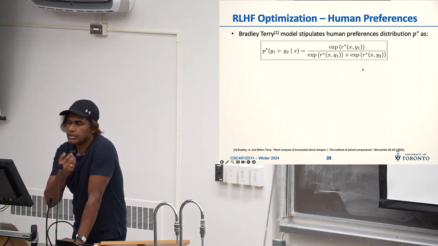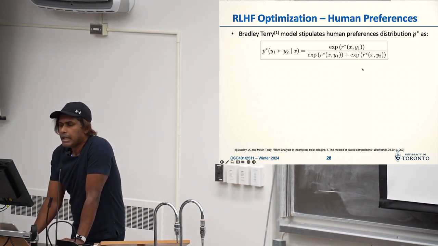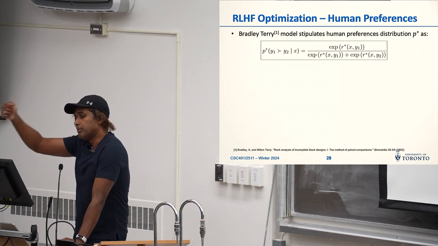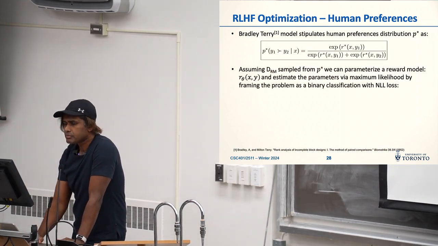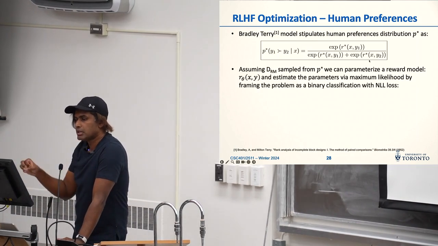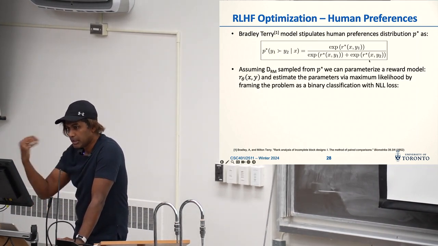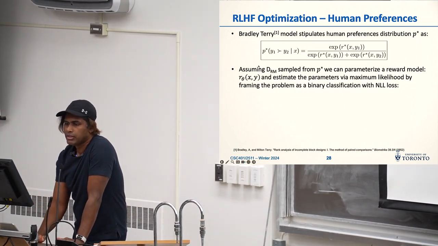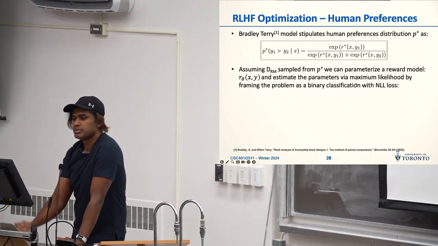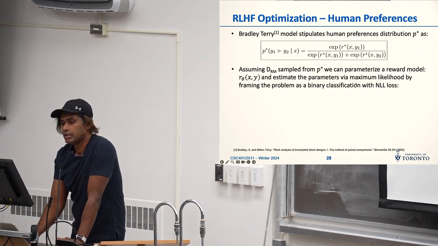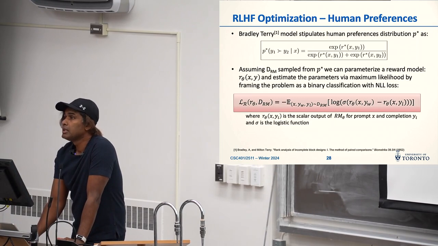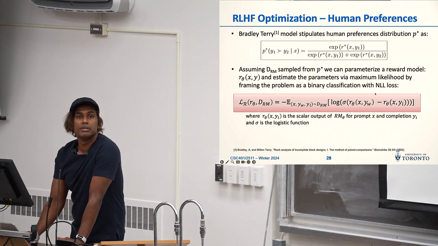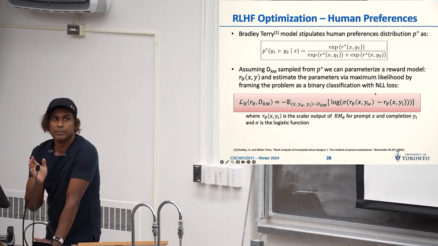You can see that it's like a normalized probability distribution, okay? And if we have a model for the human preference distribution, assuming that our samples come from a latent human preference reward model, we can parameterize our reward model using r theta of x, y and estimate the parameters using maximum likelihood by framing the problem as a simple binary classification with negative log likelihood loss. Does everyone agree with me? This is simply a binary classification loss, and we know how to train a neural network model for this. This is easy.